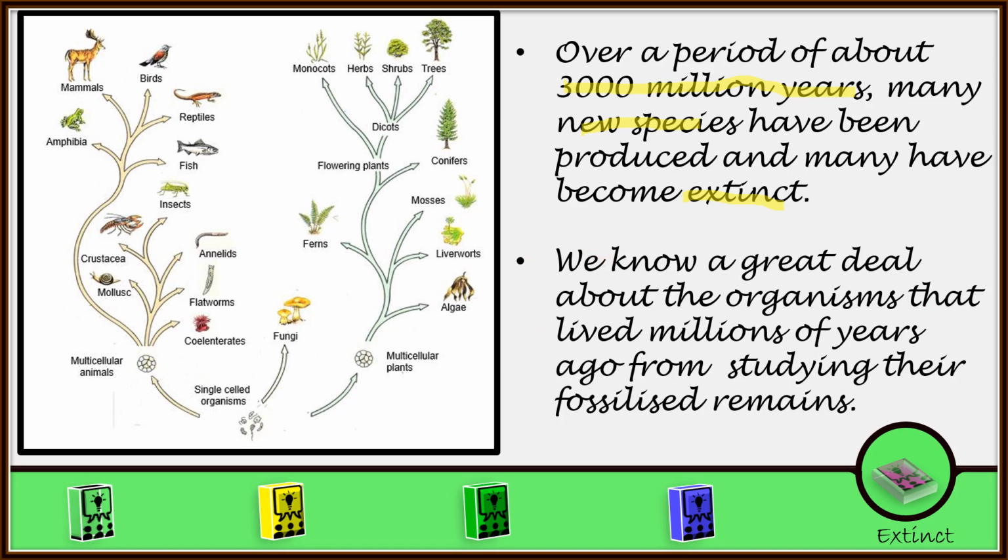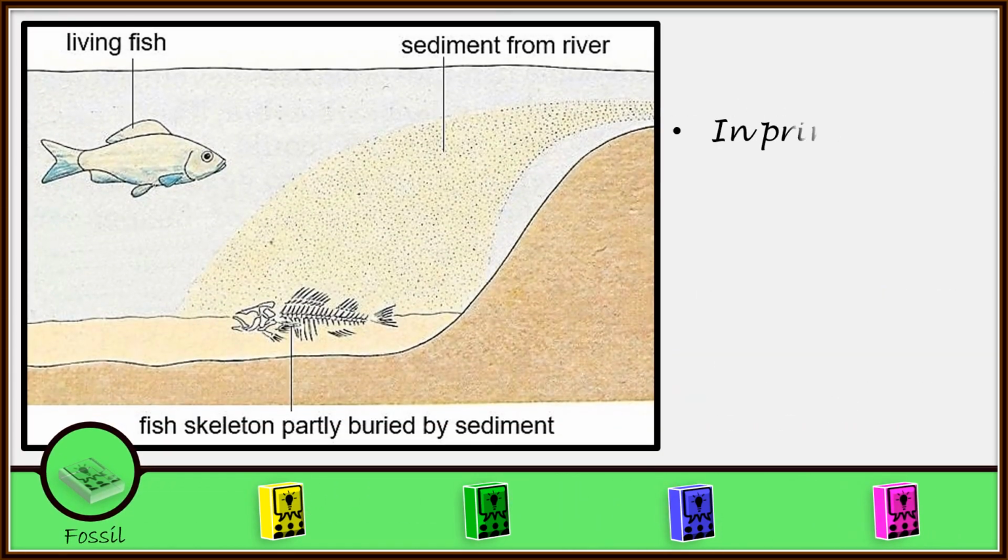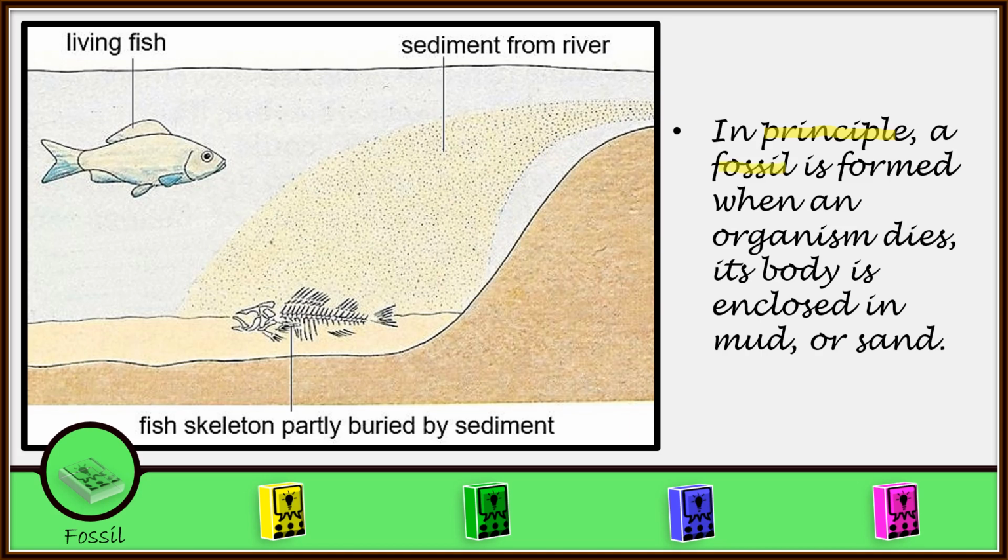We know a great deal about the organisms that lived millions of years ago from studying their fossilized remains. In principle, a fossil is formed when an organism dies. Its body is enclosed in mud or sand. Here we have a fish skeleton partly buried in the sediment, and this is water. We have a live fish, but this one is partly buried by the sediments from the river.